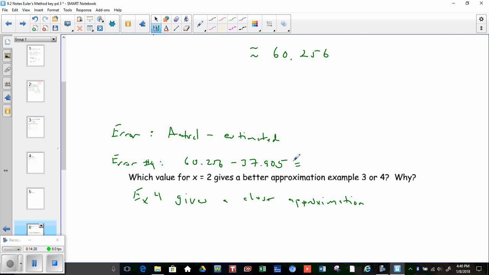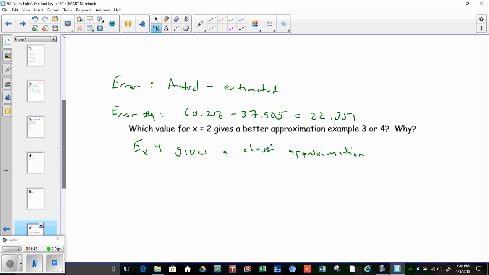60.256 minus 37.905 gives you an error of about 22.351. That's actually a pretty big error. You could certainly calculate relative error and percent error by doing a division, but not worried about doing that right now. So the error is pretty big. In either case, the number 4 is going to give you the closer one because it's less distance, it's less error.